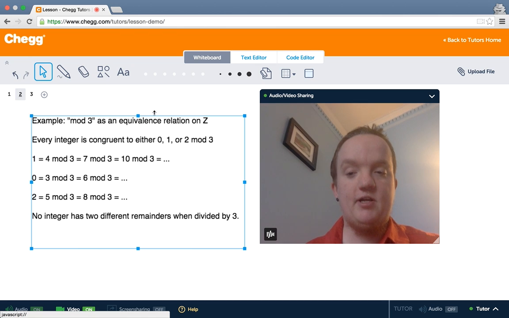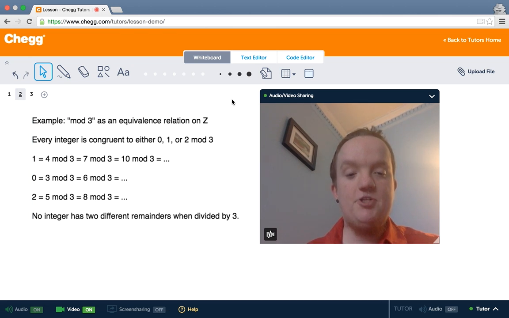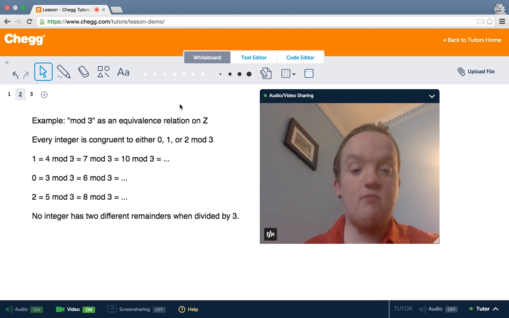A more concrete example of an equivalence relation is modular arithmetic. Any congruence, modulo any number n, here modulo 3, is an equivalence relation on the integers. We know that every integer is congruent to either 0, 1, or 2 mod 3. That's simply another way of saying that if you divide an integer by 3, you're either going to get a remainder of 0, if it's a multiple of 3, a remainder of 1, or a remainder of 2. Because if you keep going, say if you get a remainder of 3, well, that's actually a remainder of 0 because it's another multiple of 3.